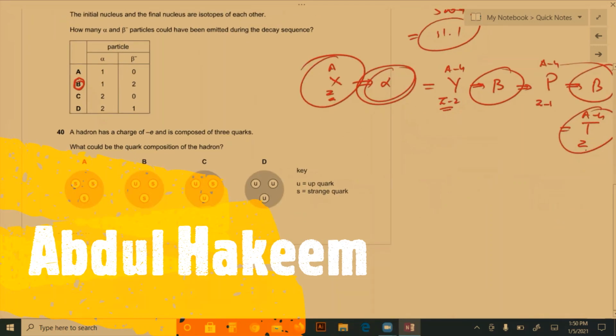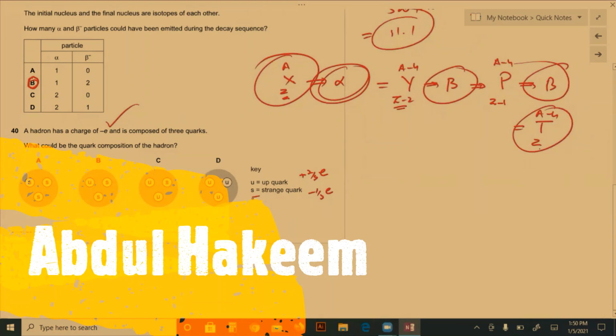Next, a hadron has a charge of minus e and is composed of 3 quarks. What will be the quark composition of the hadron? Do you remember? There is no down quark. Yes, up and strange. So up has plus 2 by 3 elementary charge and the strange has minus 1 by 3 elementary charge. So we have to make minus e total.